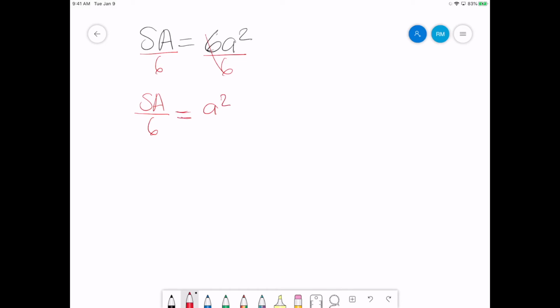Now, a is still not alone, so that means I've got to take the square root. Whatever I do to one side, I have to do the other. That gets rid of my squared, and this is what I'm left with.